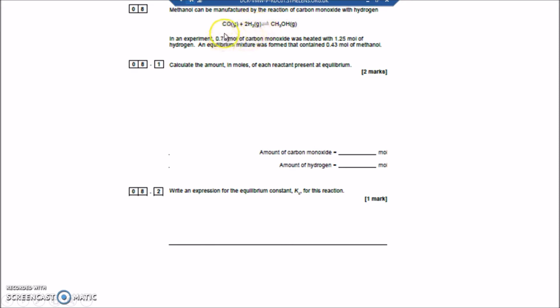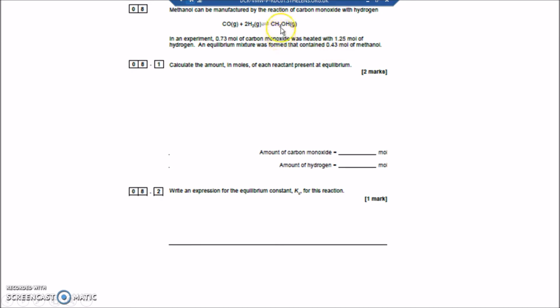At the start of the reaction, I've got 0.73 moles of carbon monoxide, I've got 1.25 moles of hydrogen, and I won't have any methanol because none is made yet, the reaction hasn't started. At equilibrium, that's a point where the forward and backward reactions are going at the same rate, and the concentrations of reactants and products are no longer changing, sometimes called dynamic equilibrium. At that point I've made 0.43 moles of methanol.